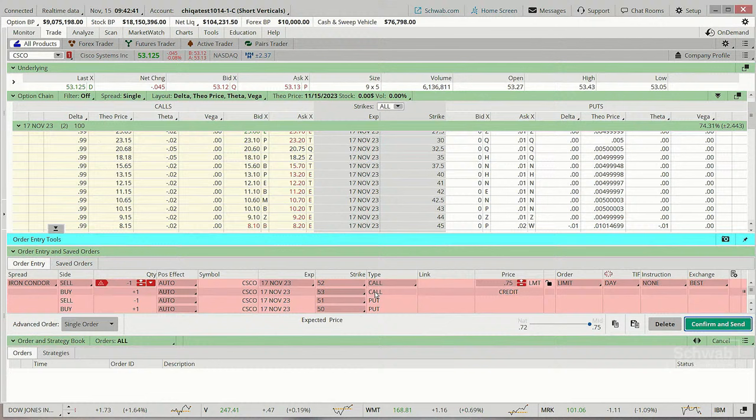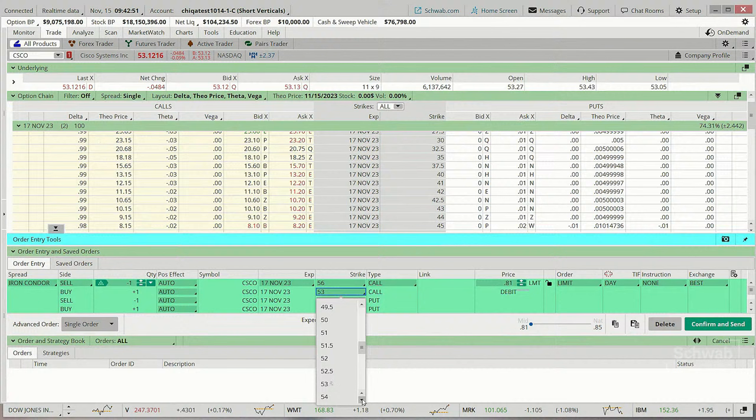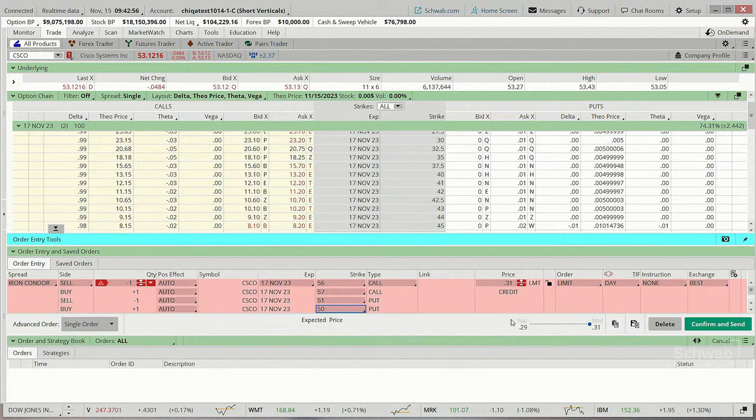Because we want it to be above 55. So I'm going to come in here and adjust my short call vertical. I'm going to set this at 56 and 57, a 56, 57 here. There we have it right there, okay? So this is our short put vertical.